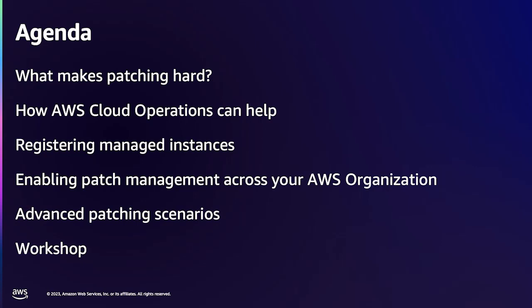We'll talk about how AWS Cloud Operations can help, giving you some background context and our philosophy around Cloud Ops, giving you some helpful context around other Cloud Ops services and features, and making sure that you're walking away with an understanding of how we run centralized operations management and Cloud Ops here at AWS. We'll talk about registering those managed instances so we can talk about how you'll actually be able to leverage all the features of Patch Manager. We'll go over how you can enable patch management across your AWS organization. We'll talk about some advanced patching scenarios so you can understand how you could possibly leverage those as well. And then lastly, we'll get into the workshop where you all can really get your hands dirty and get into our Patch Manager features and functionalities yourselves.